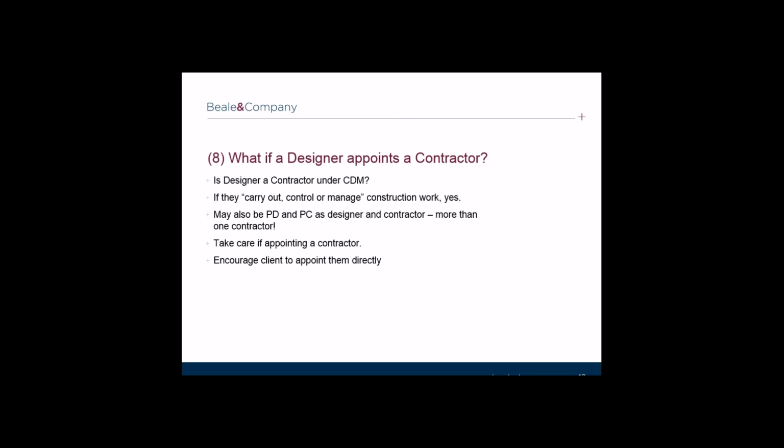On a similar point, can a designer be a client? Our view is that it cannot, because a client needs to be the person who procures the works.